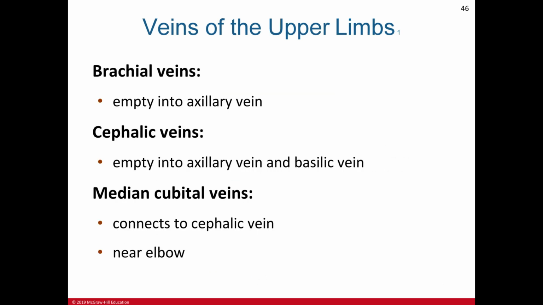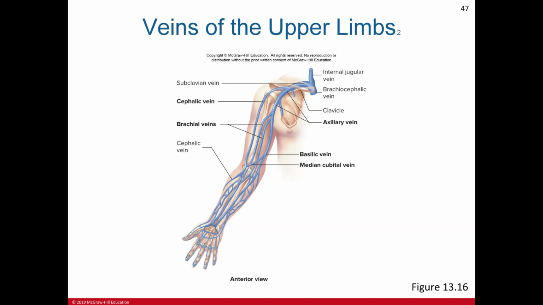The veins of the upper limbs can be divided into deep and superficial groups. The deep veins carry blood from the deep structures of the upper limbs, follow the same course as the arteries, and are named for their respective arteries. So we have the brachial veins, the cephalic veins, and the median cubital veins. These three veins are the most common sites for blood extraction. The median cubital is the preferred vein to extract blood from.